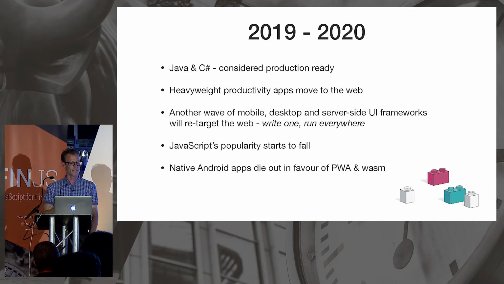Around this time, I think JavaScript's popularity will start to fall. And the main reason for JavaScript's popularity is because it has a monopoly on the most ubiquitous runtime. And as other languages start to get a look in, I think it makes sense that the popularity will fall. I also think that native Android apps will die out in favor of progressive web apps, which we're going to hear a little bit more about in one of the following talks, and WebAssembly.